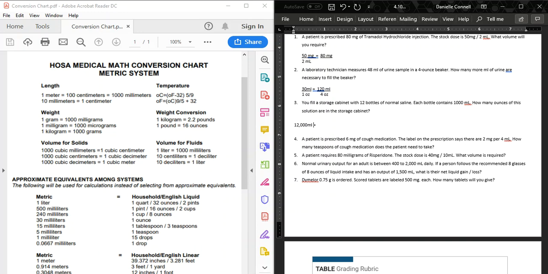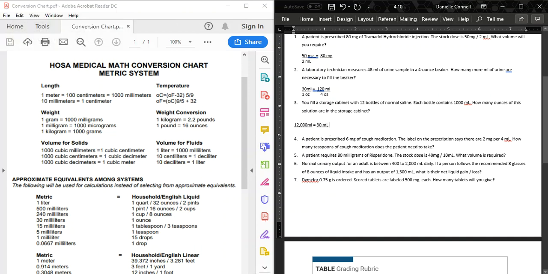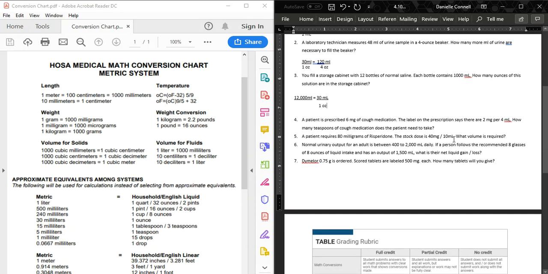So we'll set up a proportion again. We know we have 12,000 milliliters, but we need to know what that is in ounces. We're going to use the same conversion we used in our last problem. 30 milliliters is equivalent to 1 ounce. My milliliters are going to go on top and ounces on the bottom. Okay, and then you cross multiply and divide. 12,000 times 1 divided by 30 will give you your answer for number 3.